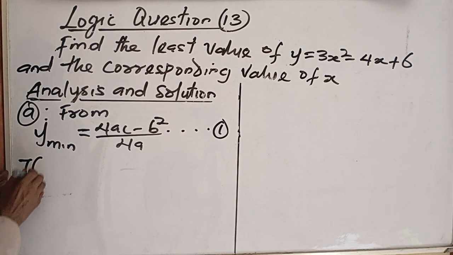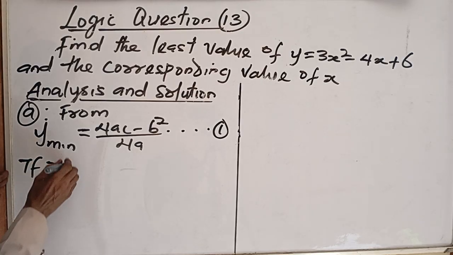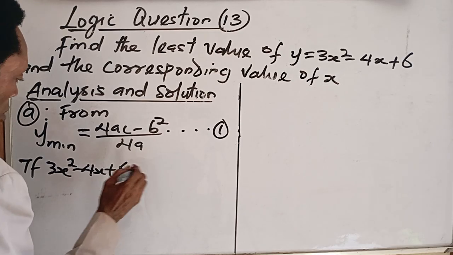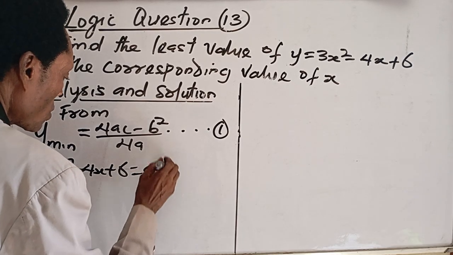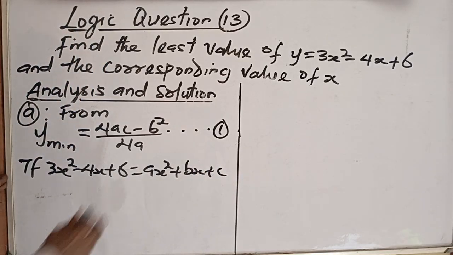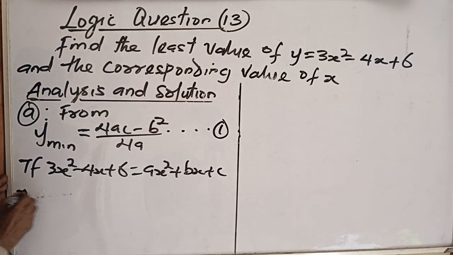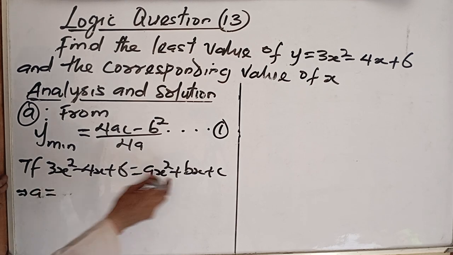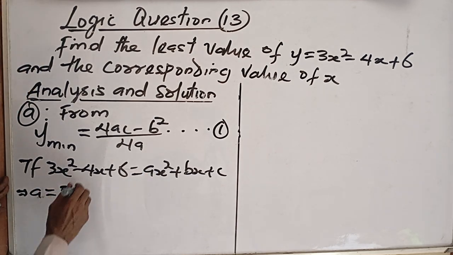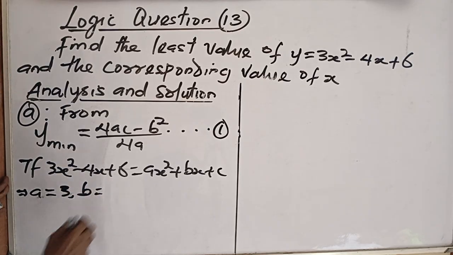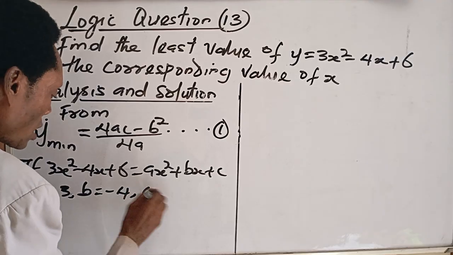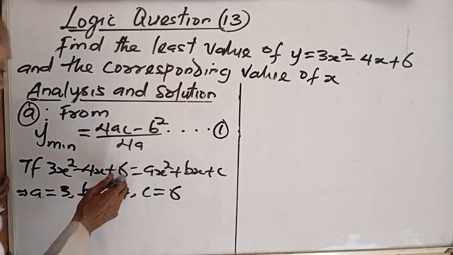If 3x squared minus 4x plus 6 equals ax squared plus bx plus c, right? Now, which implies our a equals, comparing coefficients, a equals 3, then b equals minus 4, then c equals 6.